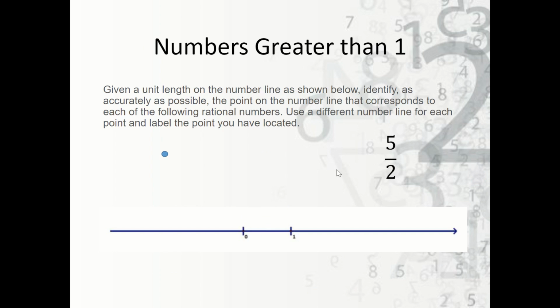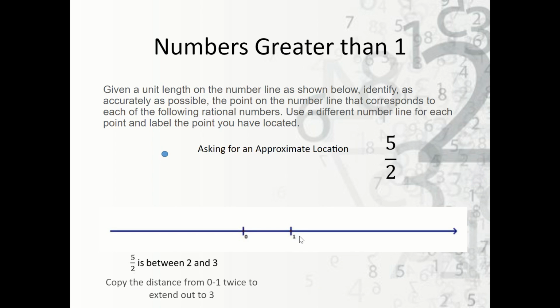Now what if the number is bigger than 1? So we have 5 halves. Well, again, we're finding the approximate location. We should note that 5 halves is between 2 and 3 because this is really 2.5. So we're going to copy 0 to 1 out and extend it from 1 to 2 and then 2 to 3. So there's the distance.